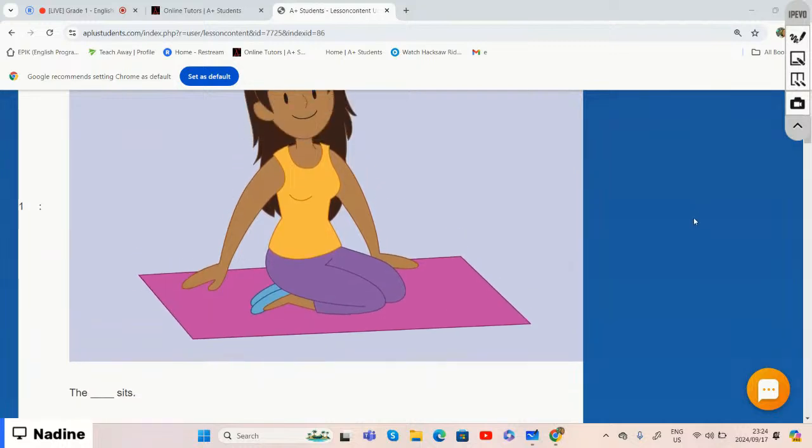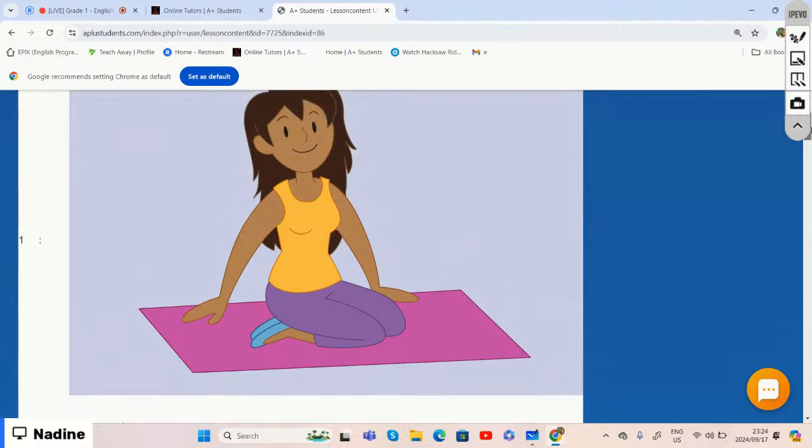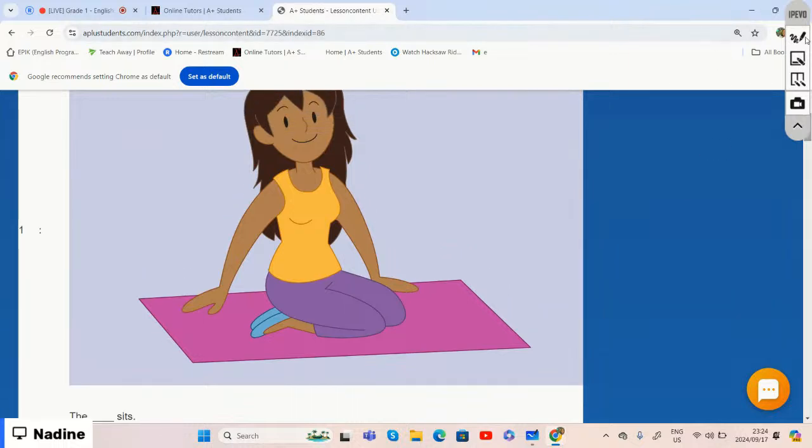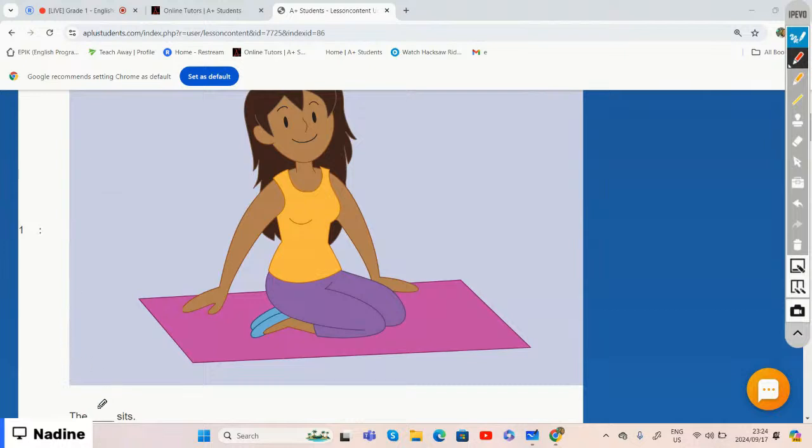And if we look at that picture, then we can maybe say the girl sits. The girl sits, right? Because if we specifically look at the picture, then it is either a girl, or a lady, or a woman, right? And what is she doing? She sits. So you can either say the girl sits, the woman sits, or the lady sits. You choose.